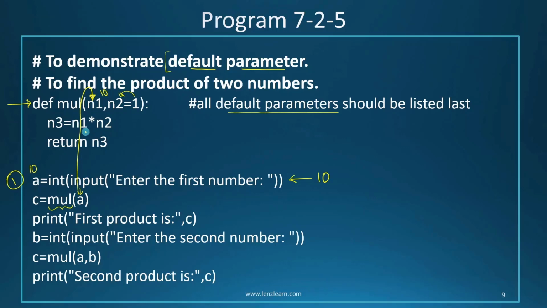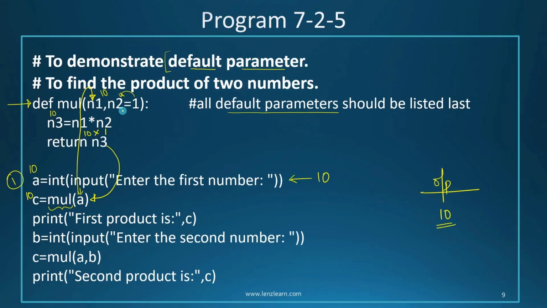So now I will multiply 10 into the value of N2, which will be taken as the default value 1. So 10 into 1, so 10 will be stored into N3. Now the return will send the value of N3 back, and that value will be copied to C. So now C has value 10, and I will print first product is C. So value 10 will be printed in the output.